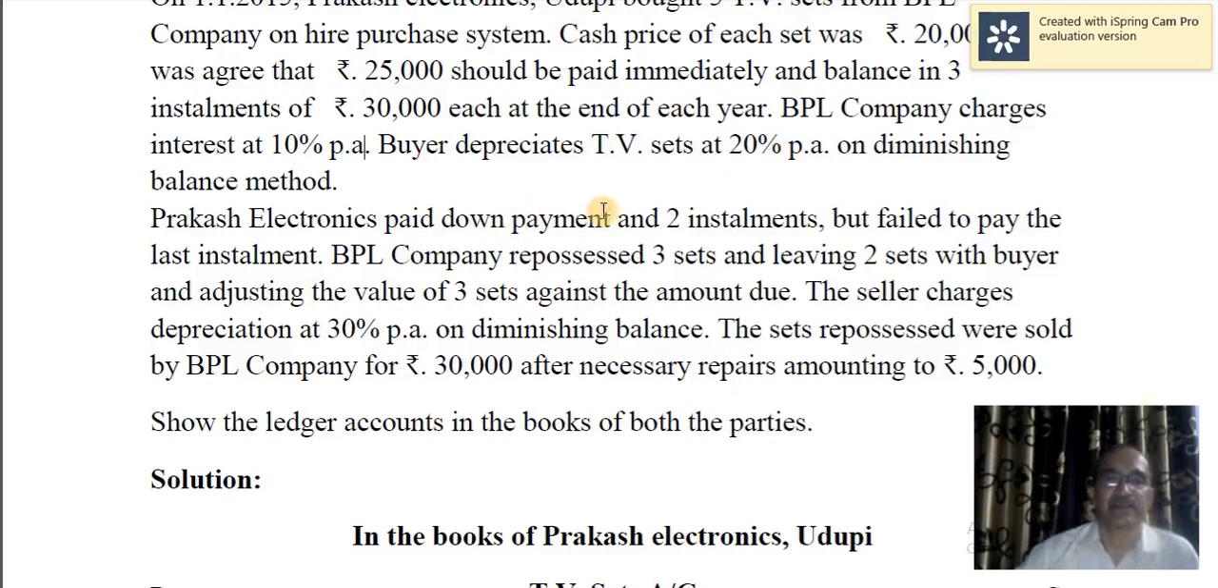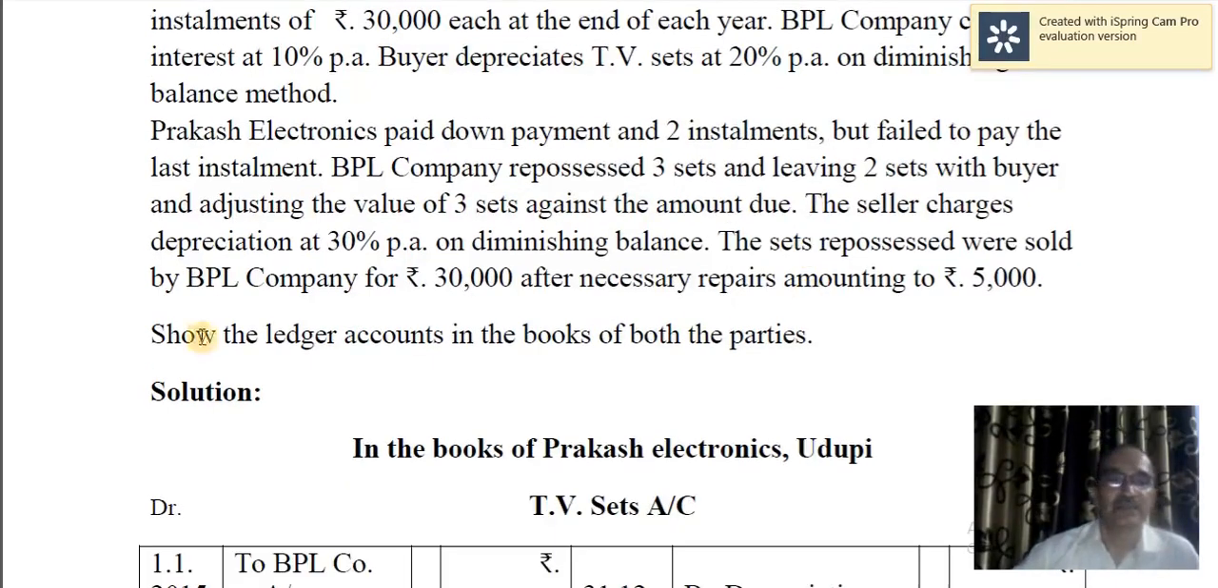Prakash Electronics paid the down payment and 2 installments, but the 3rd installment was not paid. BPL company repossessed 3 sets, that is TV sets, leaving 2 sets with buyer, adjusting the value of 3 sets against the amount due. The seller charges depreciation at 30% per annum on the diminishing balance. The sets repossessed were sold by BPL company for rupees 30,000, after necessary repairs amounting to rupees 5,000. Show the ledger accounts in the books of both the parties.